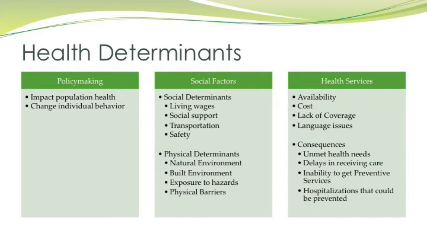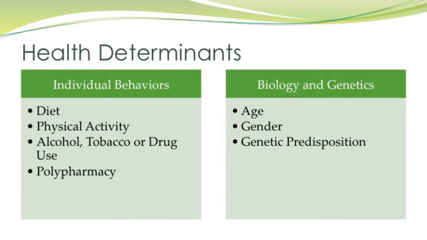Health services, right? Availability. Cost is a big issue, right? So cost is a determinant for why we don't get preventive care. Insurance issues, lack of coverage for the most part. Is a lot of things that should be covered really covered or not? Language becomes an issue, and this results in unmet health needs, delays in care, inability to get preventive services. You get the point. And then, of course, individual behaviors that we talked about, and then biology and genetics.